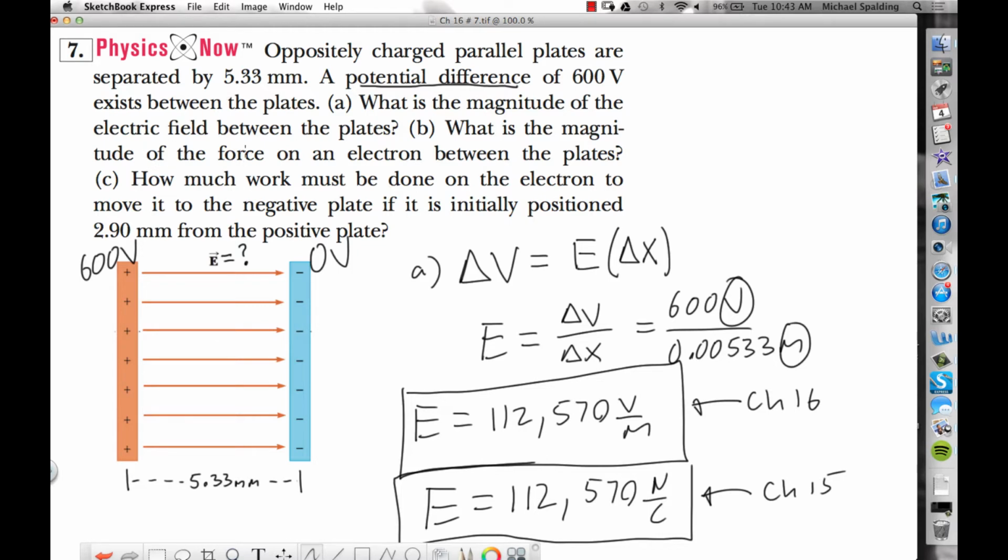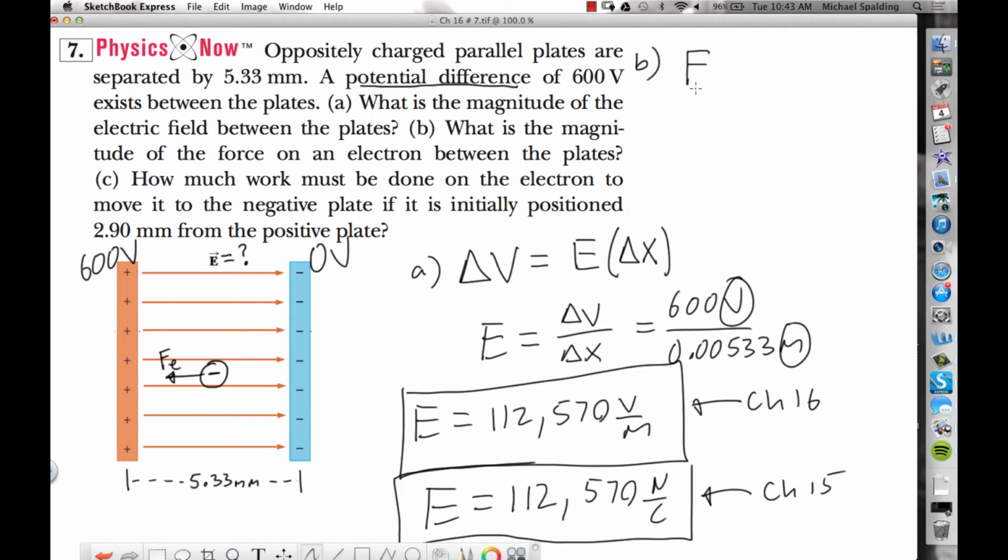Okay, part B. What is the magnitude of the force on an electron between the plates? So you stick an electron in here. Now, which way would the force be? Given this diagram, if you stuck an electron in there, would the force be with the electric field, or would the force be against the electric field? It's going to be against, because an electron would be attracted to the positive plate and repelled by the negative plate.